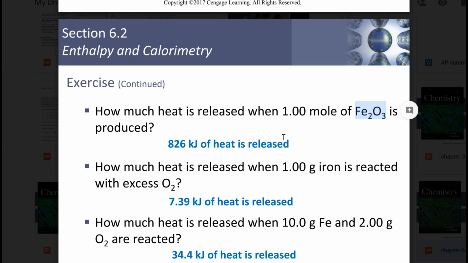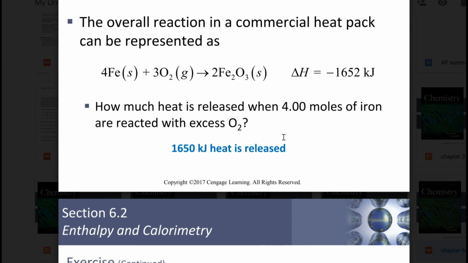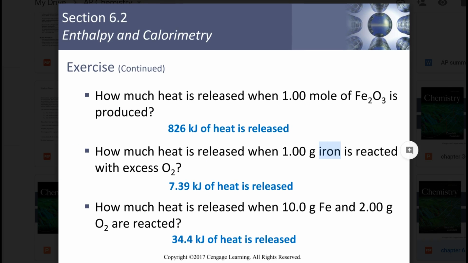Okay, so let's go back to the reaction for a second. Let me rewrite this here. 4 moles of Fe, when it reacts with 3 moles of oxygen, I'm going to get 2 Fe2O3. Delta H happens to be negative 1,652 kilojoules. Now the question says, how much heat is released when you have just 1 mole of Fe2O3? Half of 1652, right? So that's why you get 826.